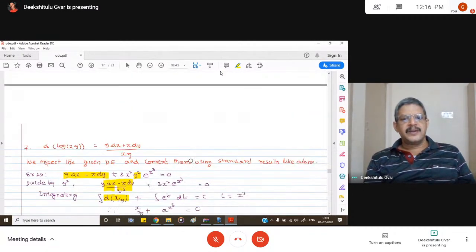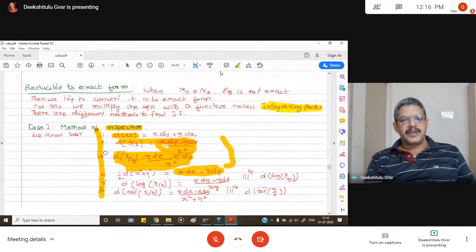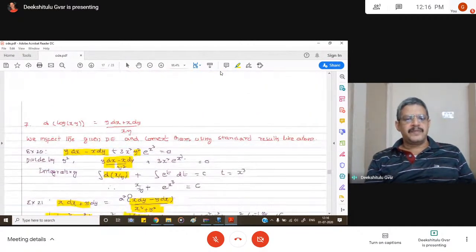But what is this? It is directly the derivative of x by y. So we have d of x by y plus 3x square e power x cube dx. Now integrate: the integral of d of x by y, plus the integral of the other term. We put t equal to x cube, so e power t into 3x square dx becomes e power t dt. We integrate this part and we get the result.